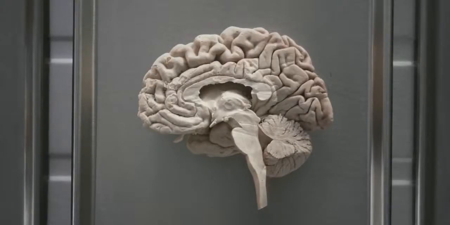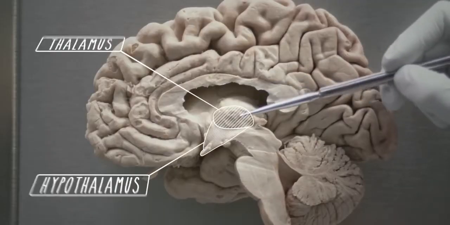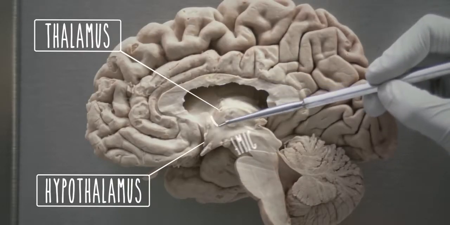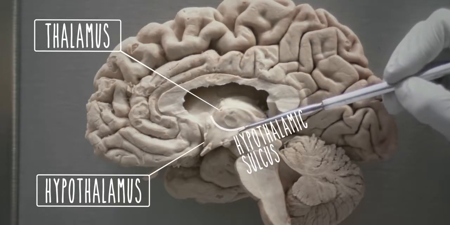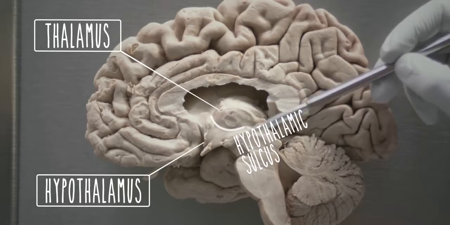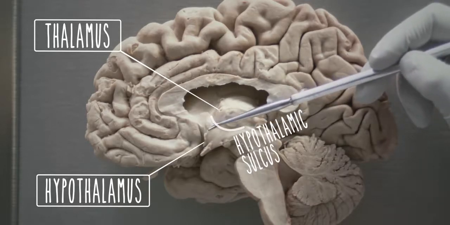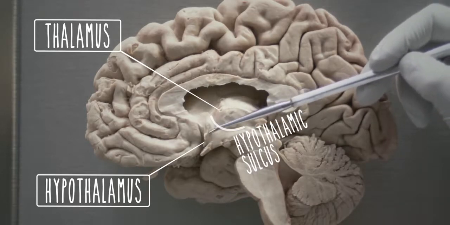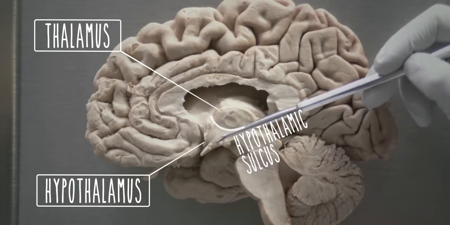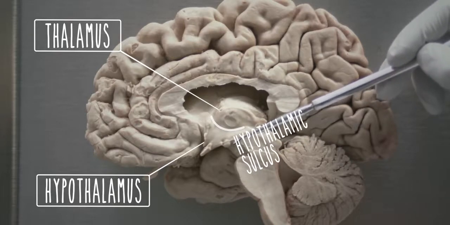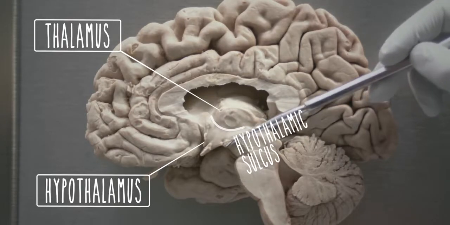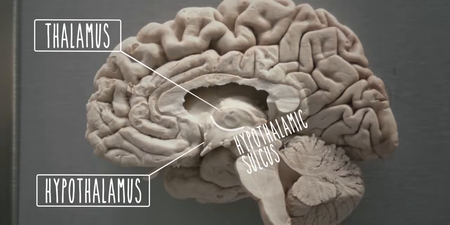Let's begin with an anatomical overview of the hypothalamus. In this mid-sagittal section, you can delineate the hypothalamus from the thalamus via the hypothalamic sulcus. Anteriorly, the hypothalamus extends to the anterior commissure and the optic chiasm. Inferiorly, it includes the mammillary bodies and extends to the infundibular stalk, where it communicates with the pituitary gland.